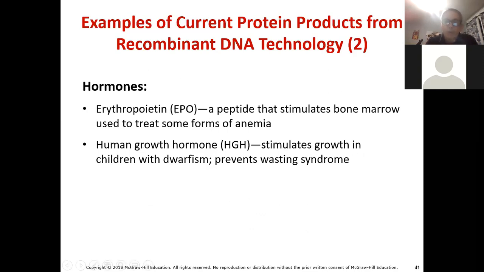Examples of current protein products from recombinant DNA: erythropoietin. It's a peptide that stimulates the bone marrow. It's used to treat forms of anemia. Human growth hormone stimulates growth in children with dwarfism. There's also something called wasting syndrome that it helps fight.